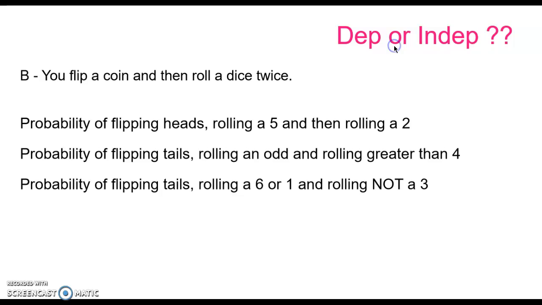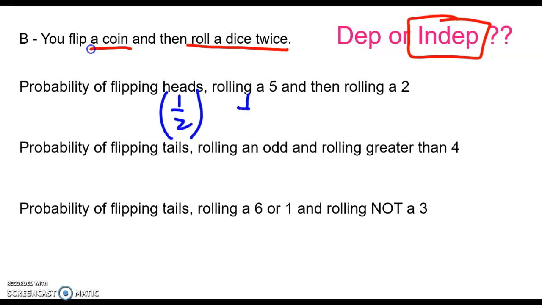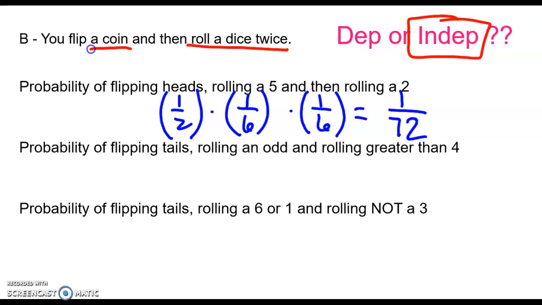Well, now what if we put in flipping a coin and then rolling a dice twice? Again, the coin and the dice have nothing to do with each other. They don't affect each other. So those are still going to be independent events. Probability of flipping heads we know is 1/2 on a coin. Rolling a 5 is 1 out of 6 outcomes on a dice. And then rolling a 2, 1 out of 6 outcomes on a dice. Multiply across the top, multiply across the bottom. 2 times 6 is 12 times 6. There we go.